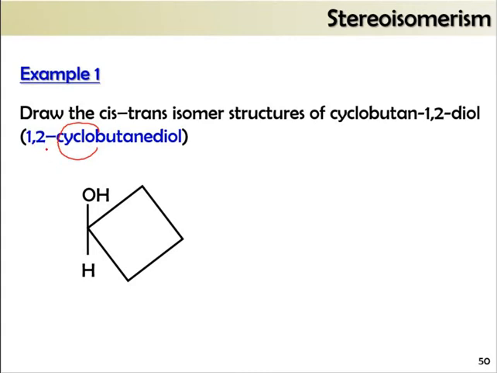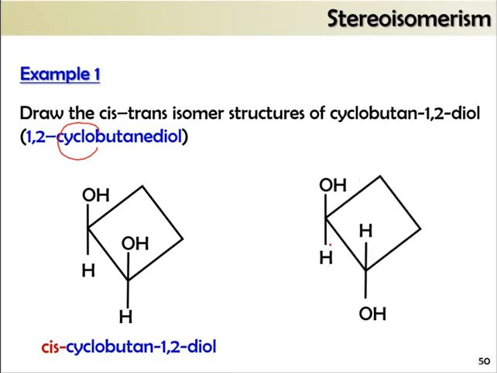1,2-cyclobutane diol, that means 1,2 is the position of the OH group. Okay, at carbon number 1, number 1 can be anywhere. You can start anywhere, it doesn't matter. Okay, so if the OH groups are on the same side, we can call it cis isomer, or cis-cyclobutane 1,2-diol, or cis-1,2-cyclobutane diol. It has many names. Alright, so if they are on the opposite side, because here the OH groups are on opposite sides, so it is trans isomer.